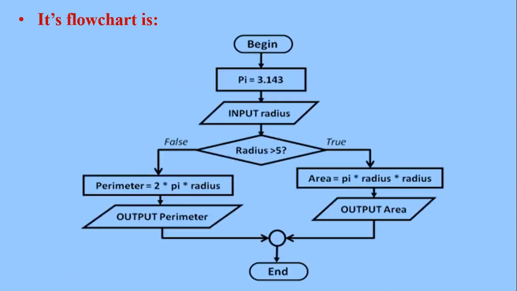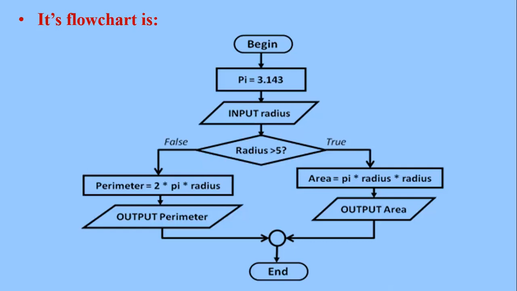That's the flowchart. So begin, assign 3.143 to the memory location called pi. Read the value of radius, input radius. Check if radius is greater than 5. If radius is greater than 5, that means the condition is true. Then calculate area. That is, multiply the content of radius by itself and with the content of the memory location called pi. The overall result, assign into the memory location called area. Then pick the memory location called area and display it on the screen. Output area.